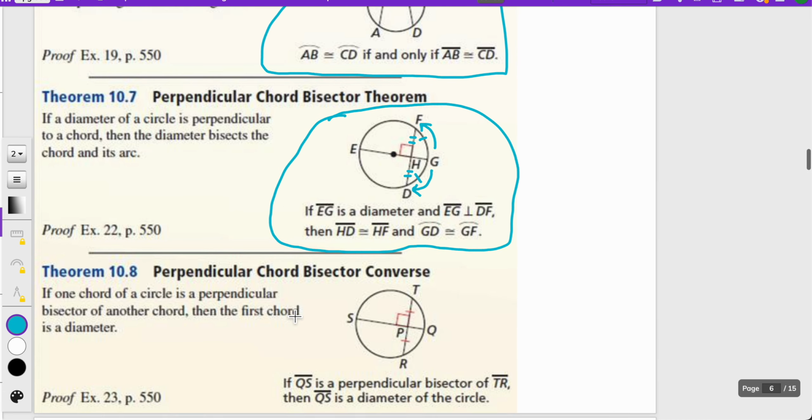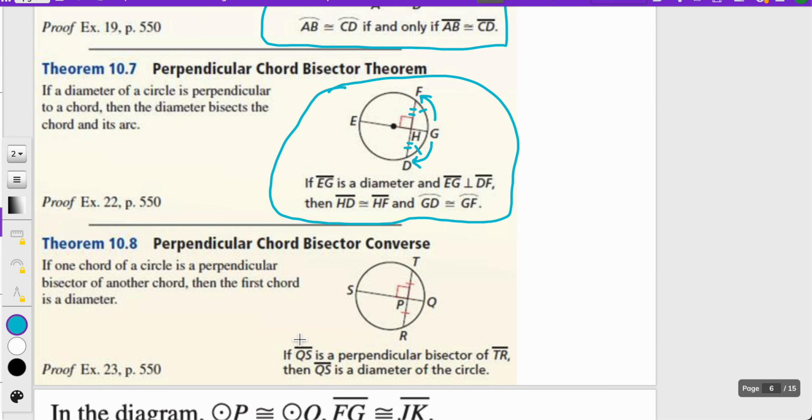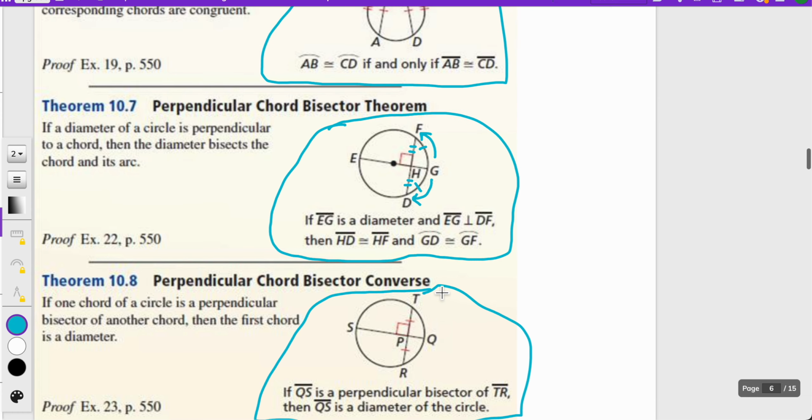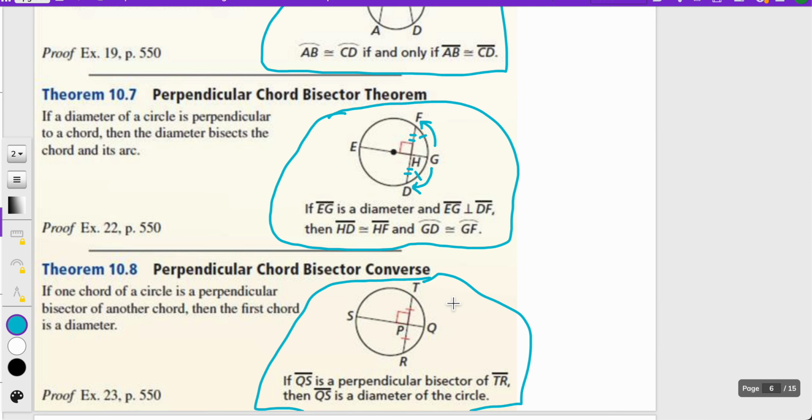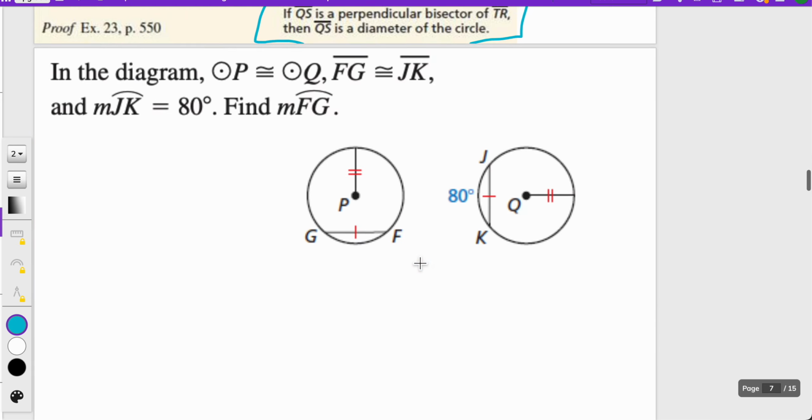The last one is theorem 10.8, the perpendicular chord bisector converse, and that's just going off of theorem 10.7. If one chord of a circle is a perpendicular bisector of another chord, then the first chord is a diameter. So we have here a picture, and it says if QS is a perpendicular bisector of TR, so again we're seeing that 90-degree angle, then QS is a diameter of the circle, which shows how we know which one is the diameter. Okay? Make sure you have these filled in for your theorem sheet. If you need to rewind, please do that. Otherwise, let's go ahead and try some examples.